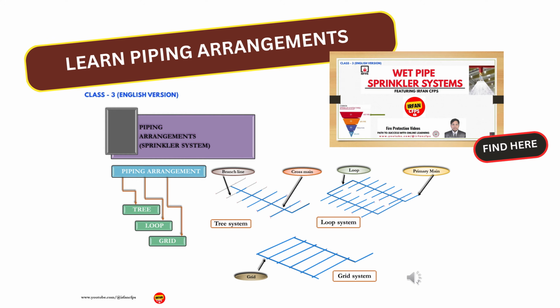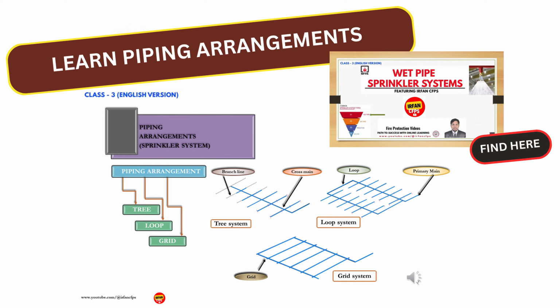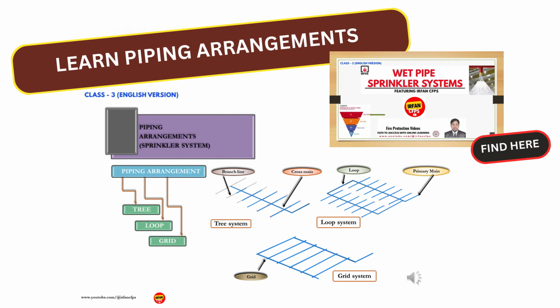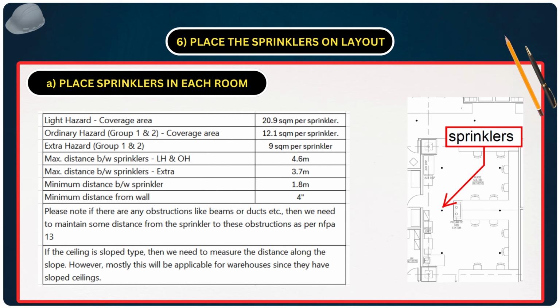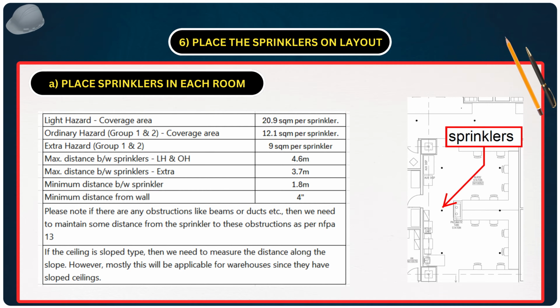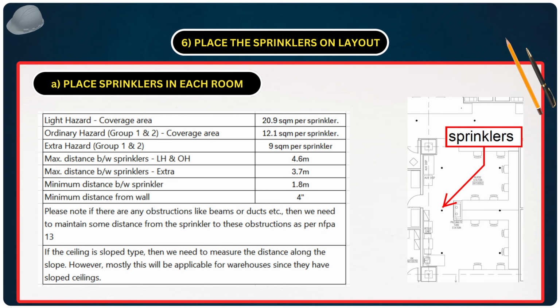If you want to know the type of piping arrangements to be considered in the sprinkler system design, please watch my video available on YouTube, and the subject will be wet pipe sprinkler systems. Now we start locating the sprinklers in each room for the entire floor based on hazard classification as described in NFPA 13.